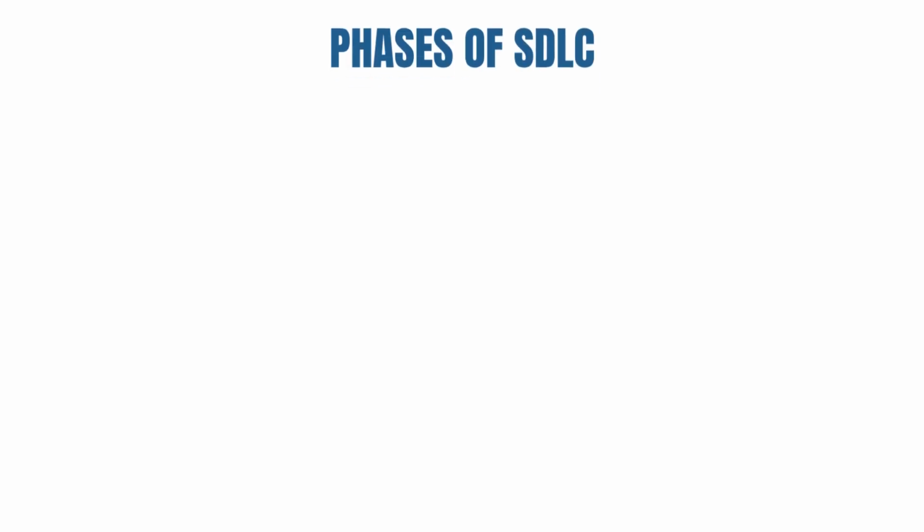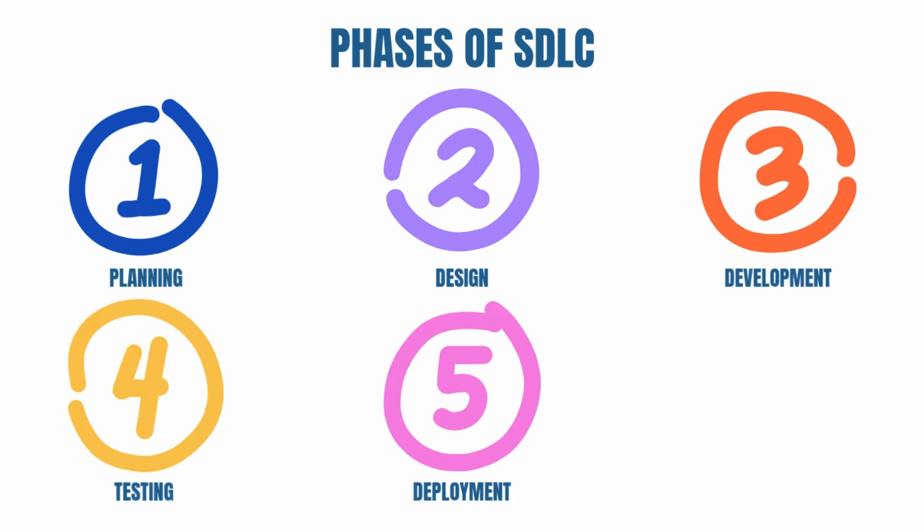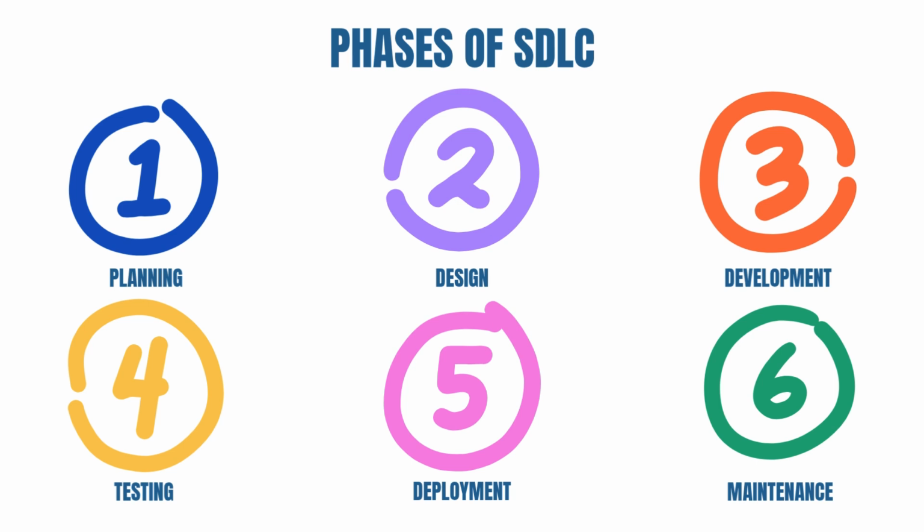Welcome to the phases of the software development lifecycle. There are generally 6 phases in the SDLC process: planning, design, development, testing, deployment, and maintenance. Each phase is discrete, meaning that tasks from a previous phase do not overlap with tasks in the next phase.